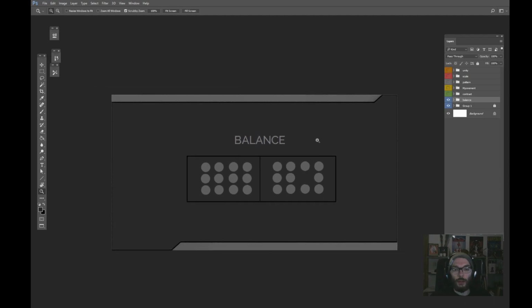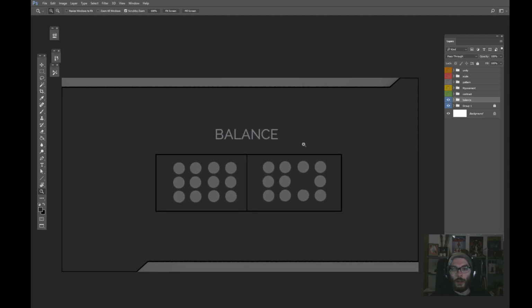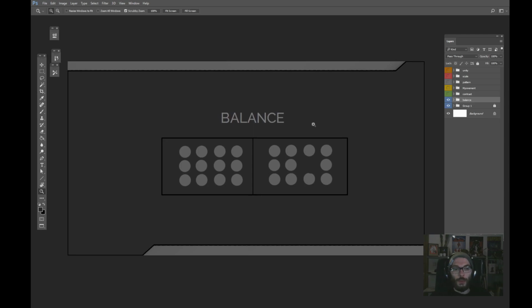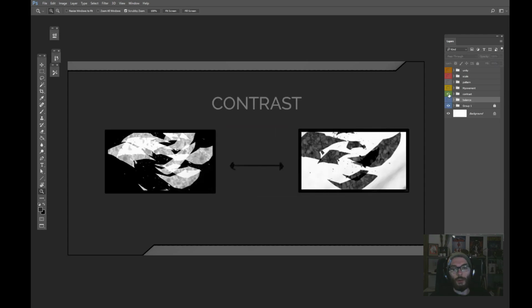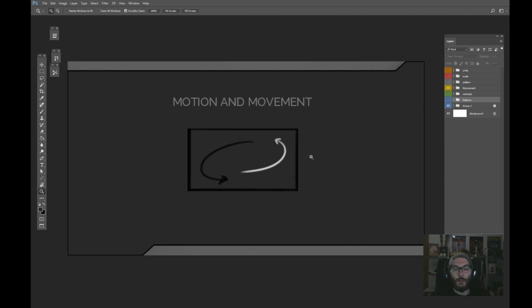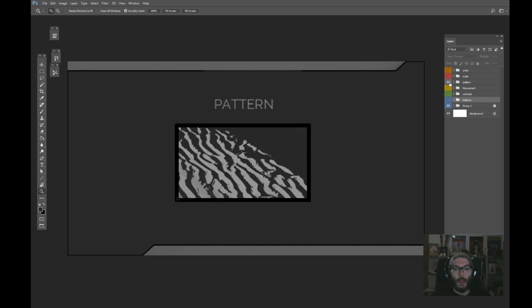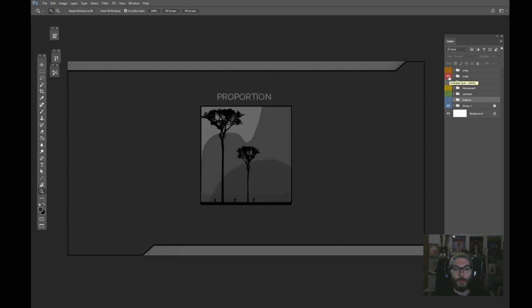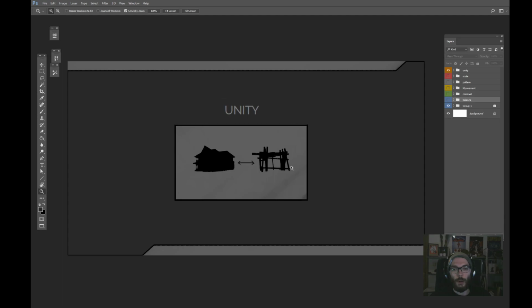But let's take a look at what we are going to speak about as main groups of composition elements. For sure, we are going to speak about balance in picture, about contrast, about movement in a frame, about patterns, about scale or proportion. We'll speak about unity.